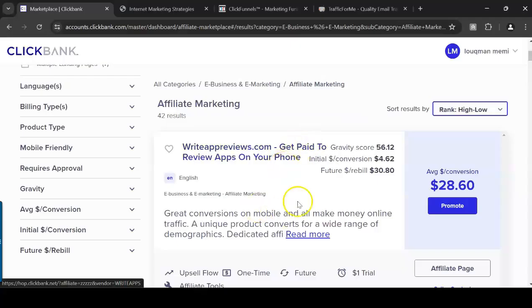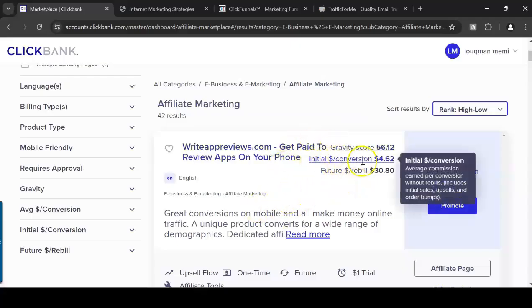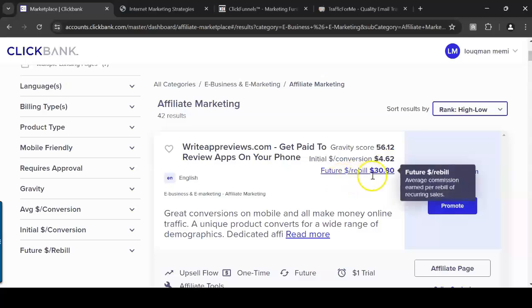Now if you want to promote this product, you can see that the initial conversion rate is $4. Future rebill is $30.80, which means you promote this once. If they buy the subscription, you're going to continue to get paid $30.80 every single month without lifting a finger, until they stay as a customer.